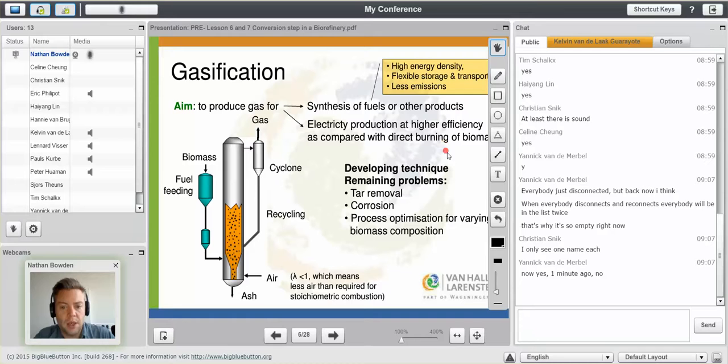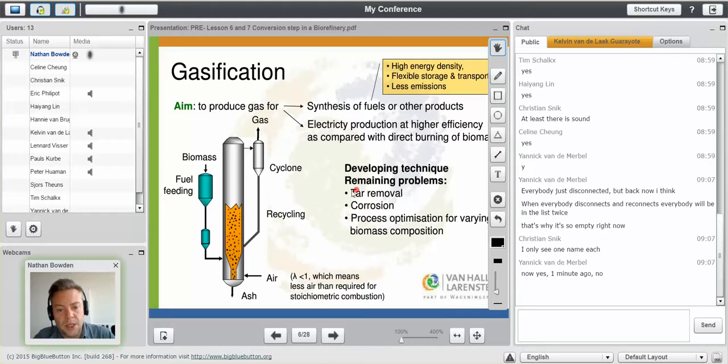In gasification, you put in a biomass, and to be honest, just about any biomass will do. You might want to separate the proteins first because that's worth some money, but you could put biomass as feeding fuel into a large tube filled with air, and you burn it. It produces a gas, and in the tube, the ash is separated.